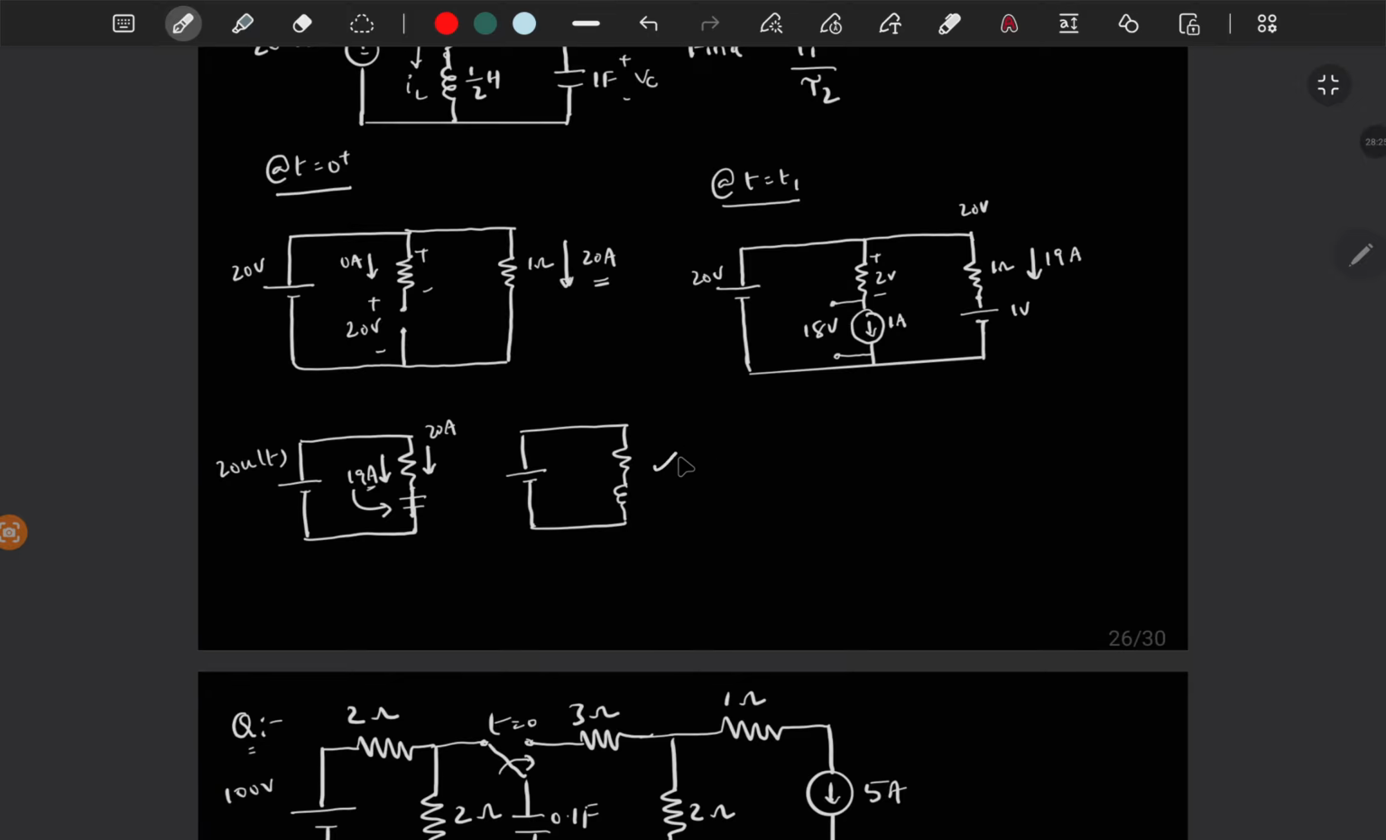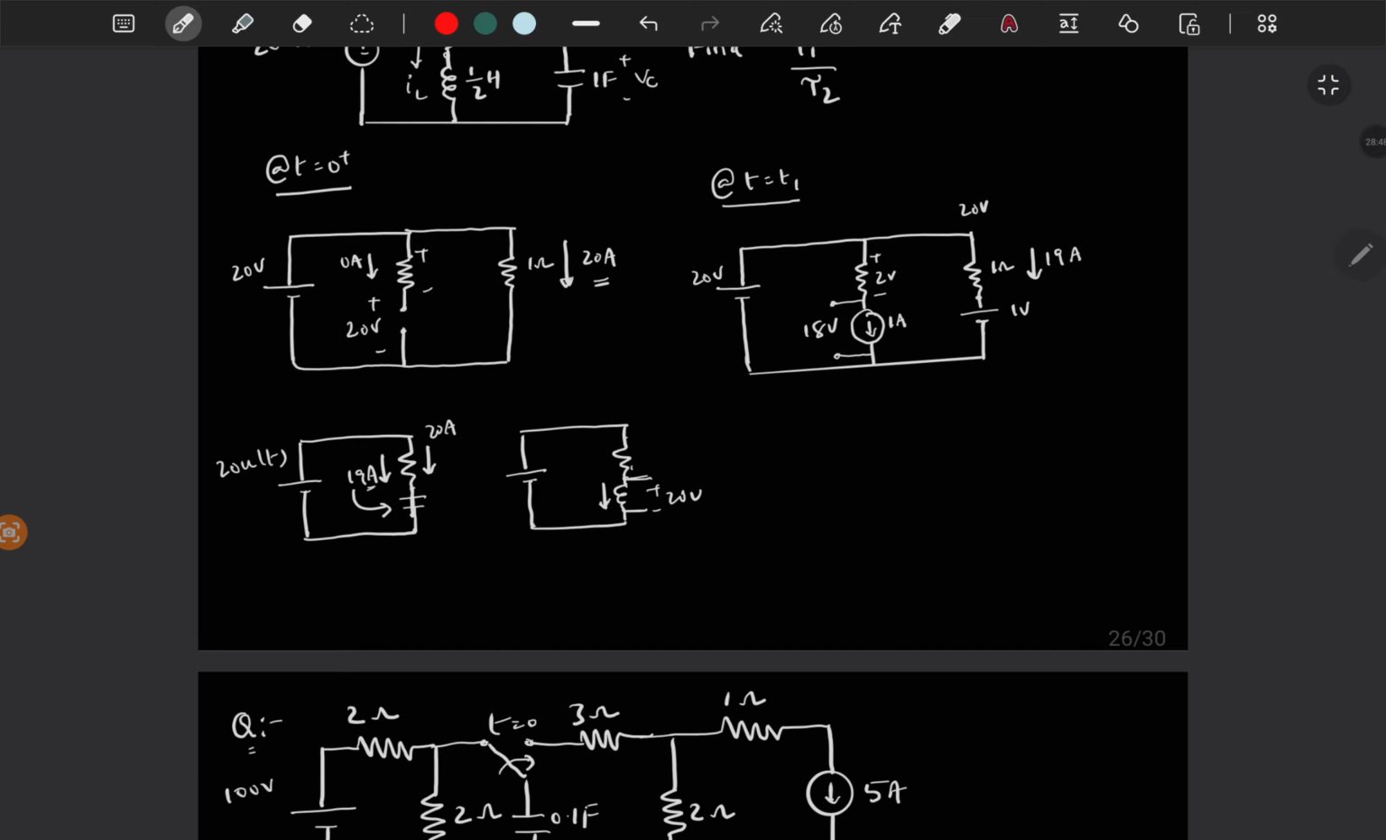And similarly for the inductor also. At starting it is 0, so you will get 20 volts at starting, and depending on this 20 volts, this starts charging. It will charge to some current, and depending on this current you will get some drop here, and this voltage will be reduced to 18 volts. That is what we are also getting here.